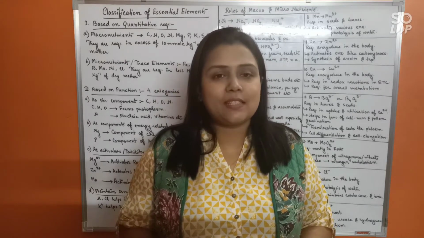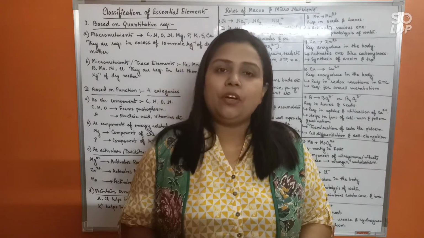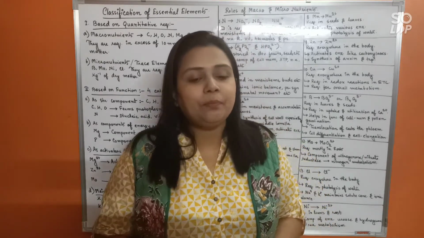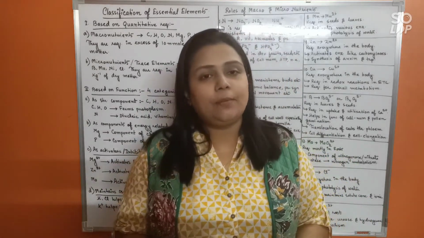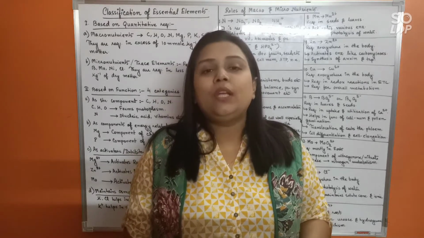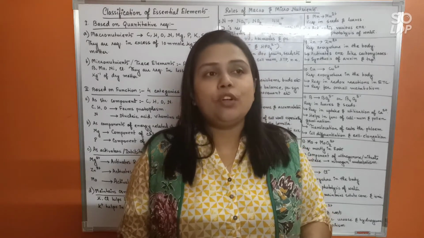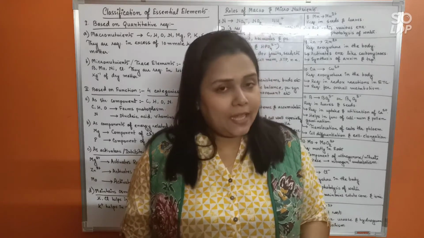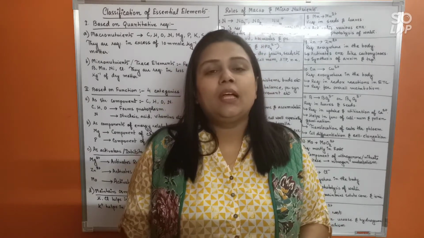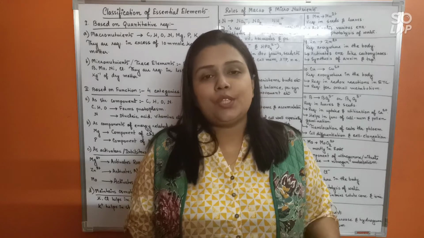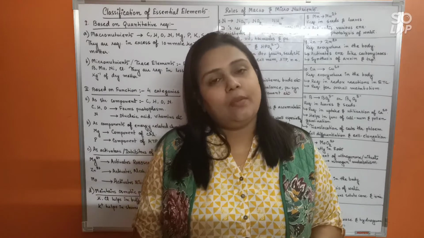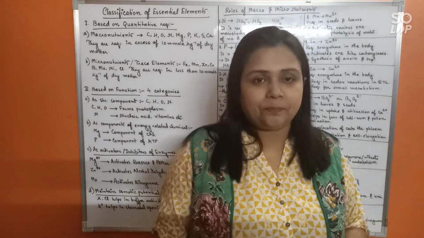In today's class, we are going to discuss another very important part of the mineral nutrition chapter, that is classification of essential elements. In the last class you learned that out of the 60 elements found inside the plant body, only 17 could fulfill the essentiality criteria. Hence, those 17 elements are termed essential elements. Now, we can classify those 17 essential elements based on certain parameters. So, let's see what those parameters are.